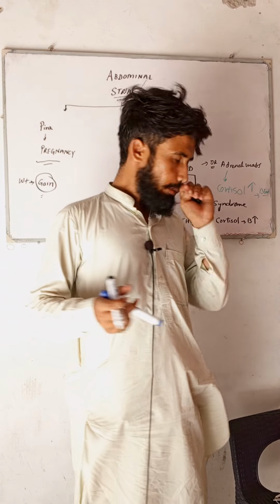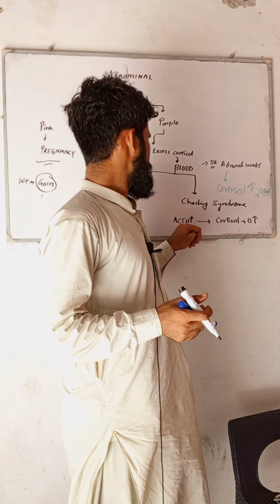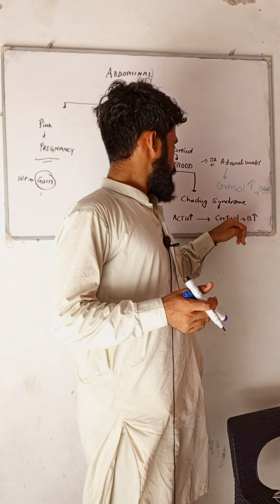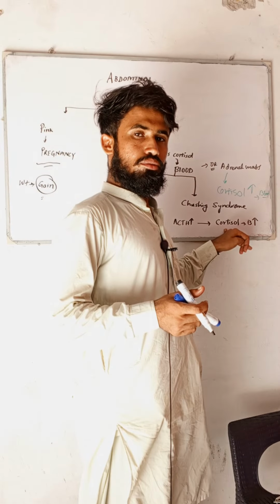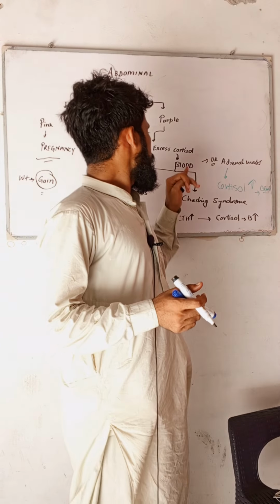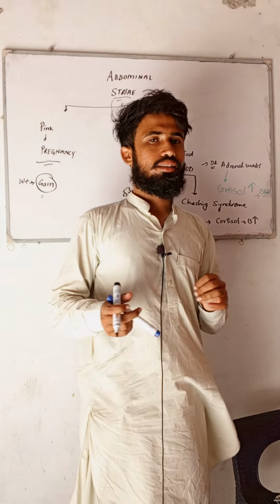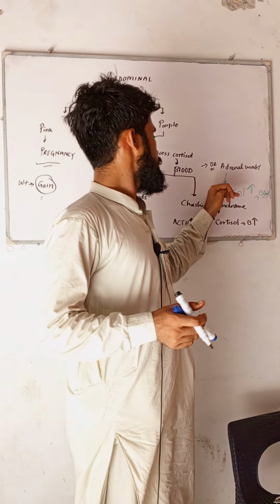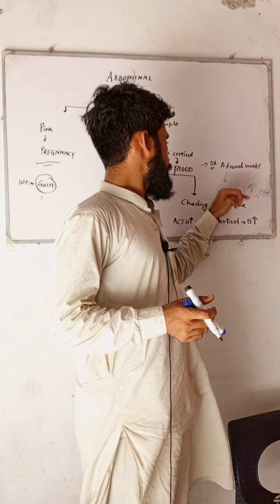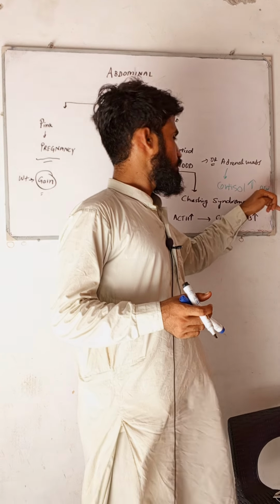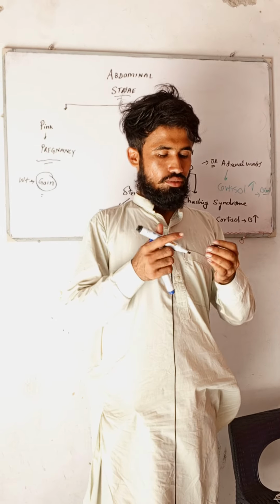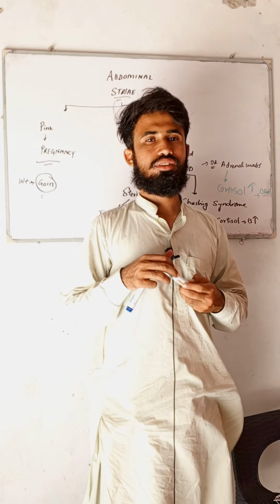When the ACTH level is high, it causes an increase in the level of cortisol in the blood, and if there is an adrenal gland tumor or mass, the secretion of cortisol in the blood is high. So in this video I have discussed abdominal striae.